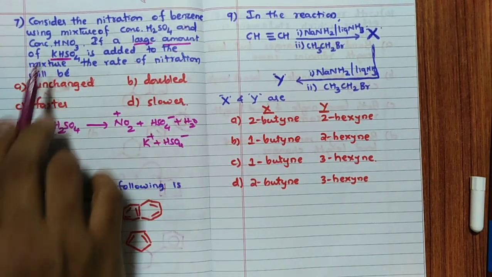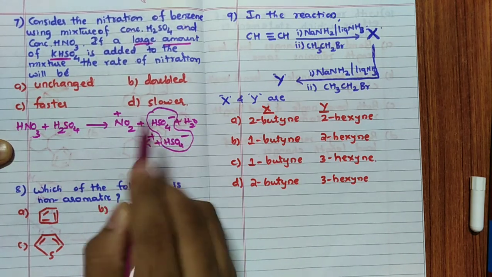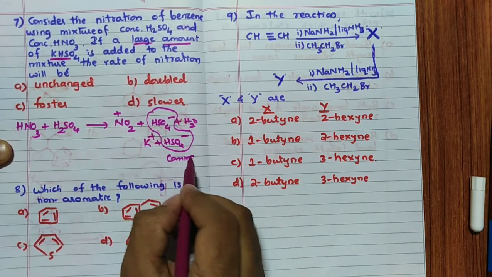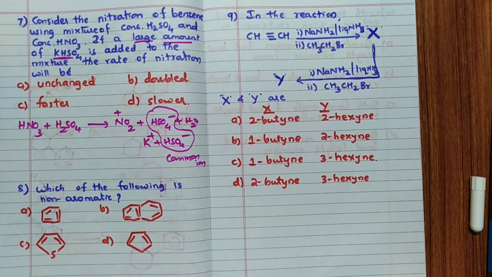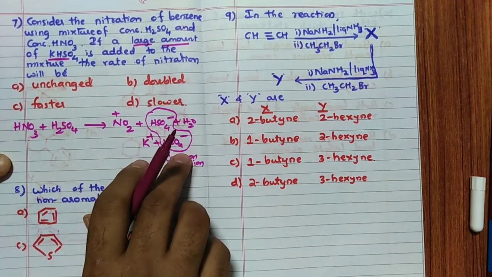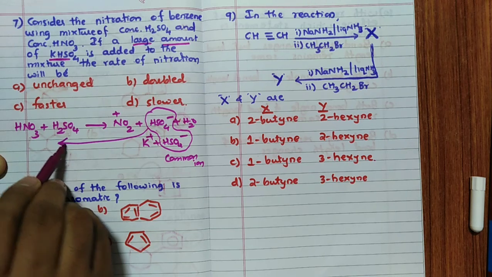So when you add a large amount of KHSO4, definitely this HSO4 minus and this HSO4 minus, what is this? Common ion. See which concept it is, coming in which chapter. So this ionic equilibrium concept, you have to take it here. Common ion, right? Because of that reason, the reaction will shift in this direction.